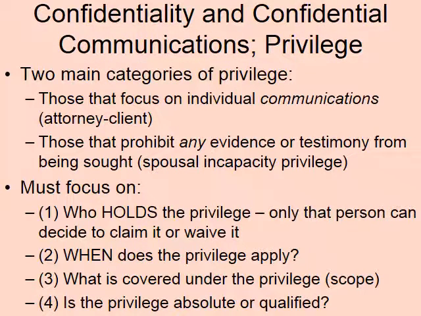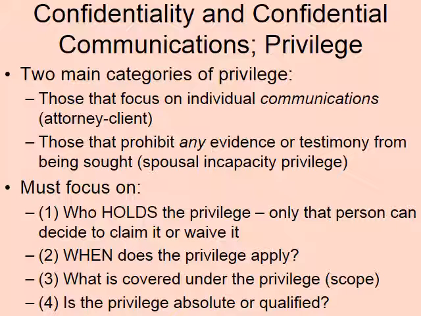So a few more general points about privilege on this slide. Privileges fall into two main categories, those that focus on individual communications, right, like the attorney-client privilege, but also there are those that actually prohibit any evidence or testimony from being sought by an opposing party. For example, one of the two types of marital privileges, the spousal incapacity privilege or the spousal testimonial privilege.